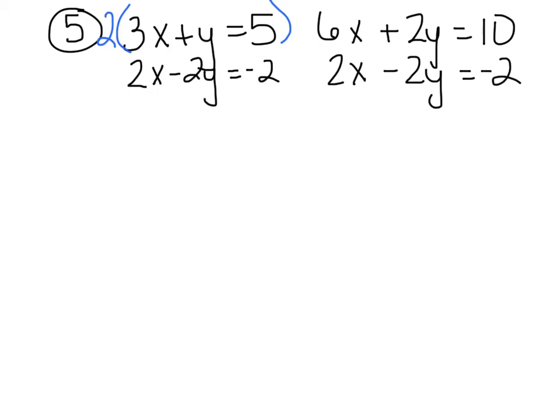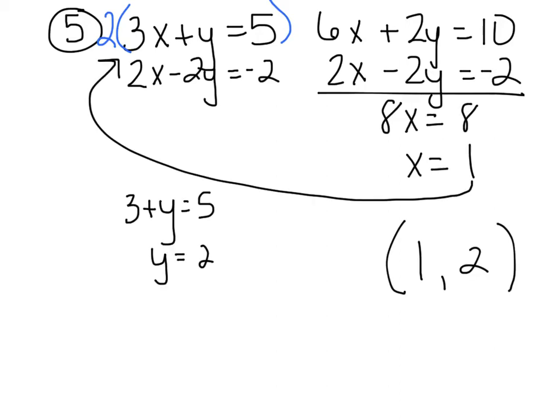And why don't you solve the rest on your own? If you solve the rest on your own, you would get x equals 1 and y equals 2, which gives you the ordered pair 1, 2.